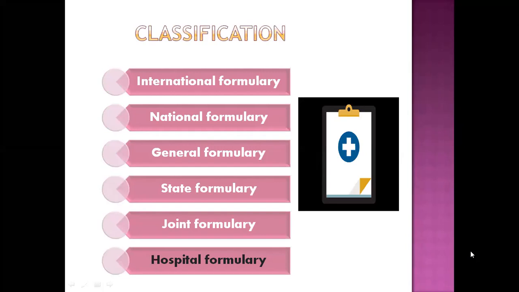For example, in corona-like conditions, there are protocols or formularies of the list of drugs given during corona treatments. That list is followed internationally, nationally, generally, by state, or sometimes in a joint venture they apply a joint formulary. And finally, the individual formulary. They use particular drugs during the treatment of corona. Like that, these are the general classification of formulary.